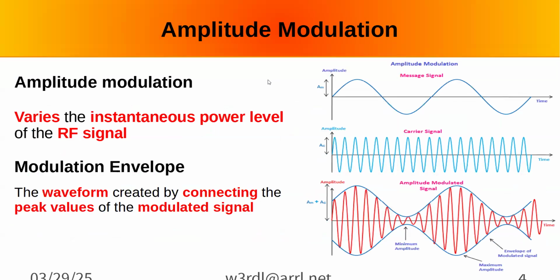So we said amplitude modulation varies the instantaneous power level of the RF signal, and the modulation envelope is what you would get if you connect the peaks of that carrier. And that's what you get when you use an envelope detector. You recover that, which is just basically a rectifier.